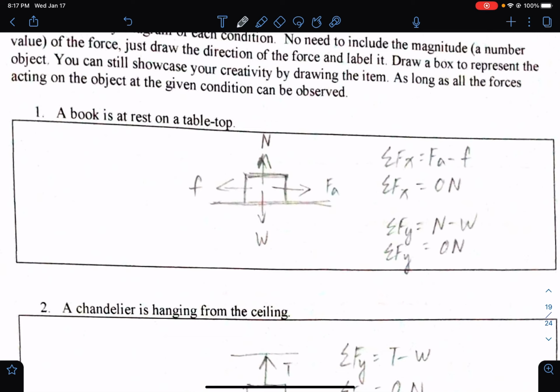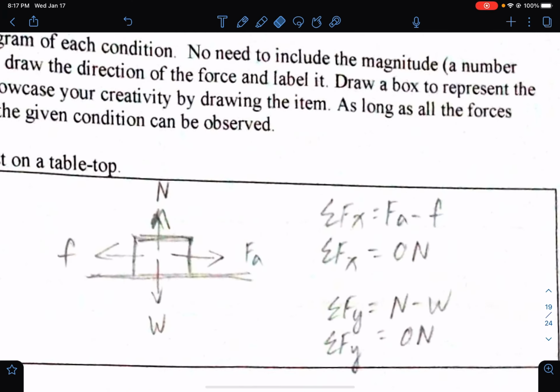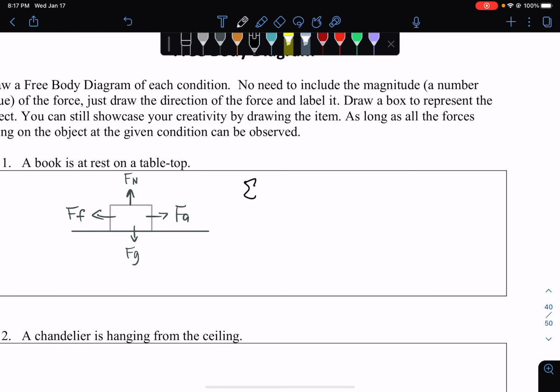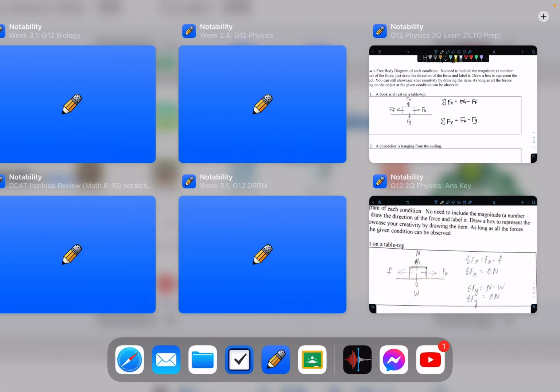We have to write these values, summation of Fx and summation of Fy. So two more formulas you have to remember. Summation Fx, I suppose, corresponds to the horizontal aspect of the free body diagram, so it involves FA and FF. So FA minus FF. And then for the summation of Fy, this is the normal force minus the gravitational force. Let's see if it's correct. So yes, so far so good.